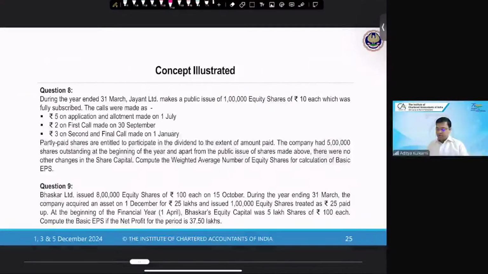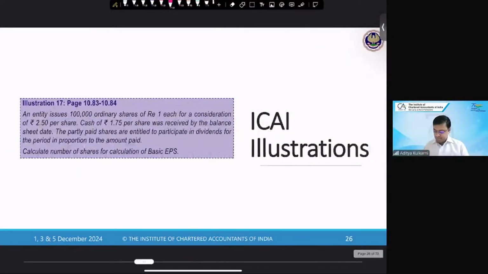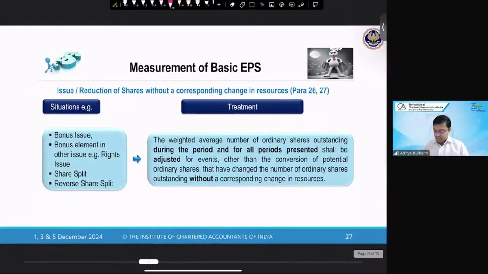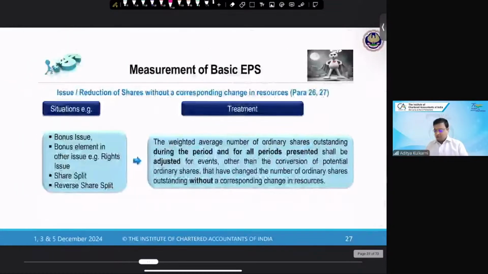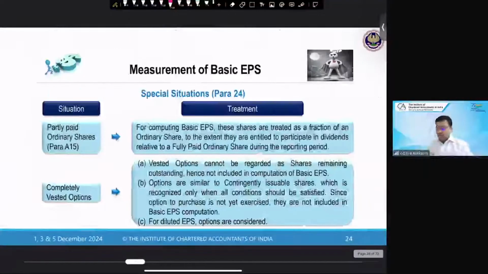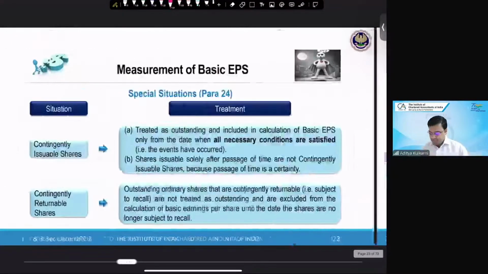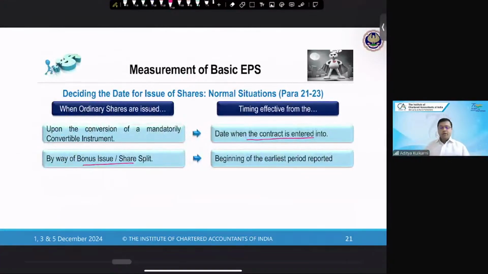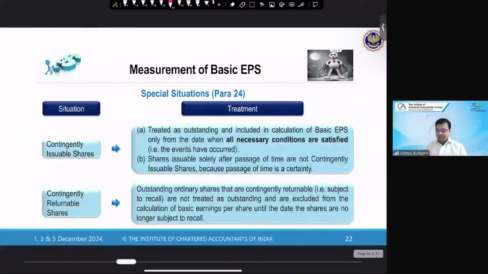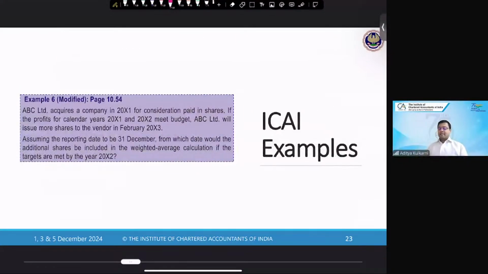Partly paid. Okay, fine. I will do everything up till bonus, then we take a break, and after the break, we'll complete the bonus and the rights issue. So in the next session, I think we can start off with diluted EPS. Bonus issue and share split we are anyways discussing later. Contingently issuable shares and returnable shares, we have a separate question. We will do it at that point of time.